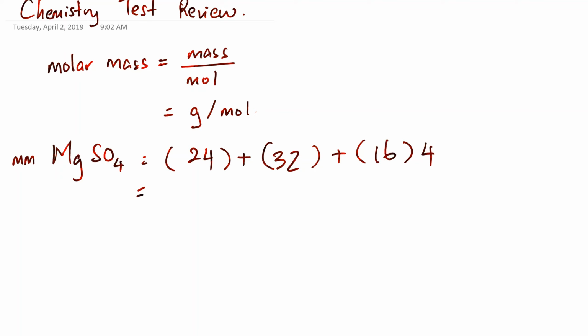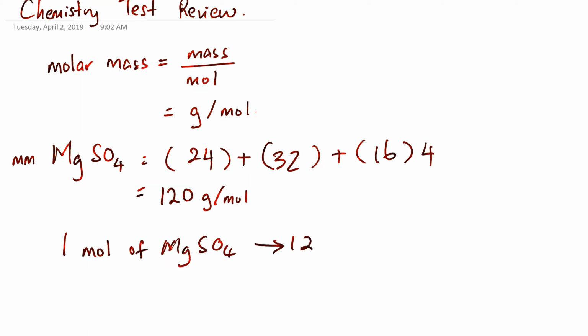So add them up together, 24 plus 32 plus 16 times 4. It will be 120. So the molar mass of magnesium sulfate is 120 gram per mole. This is saying that 1 mole of magnesium sulfate has 120 grams of magnesium sulfate. This is what it's trying to tell you.